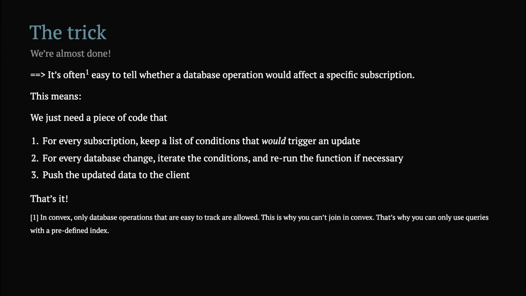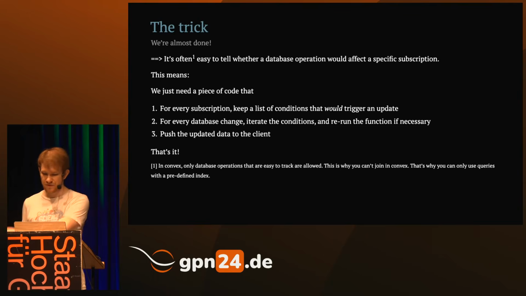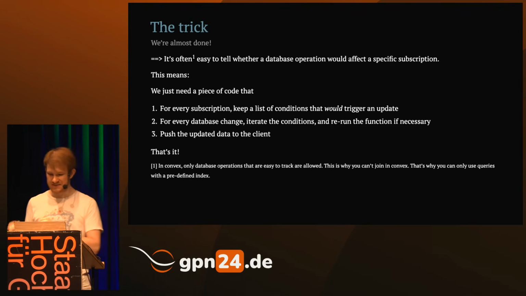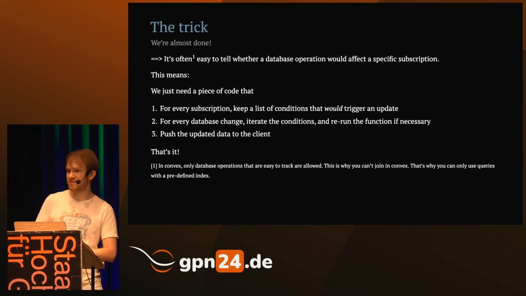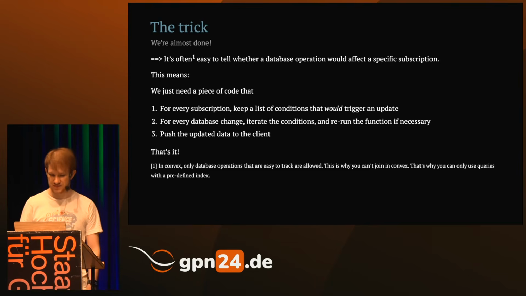And we then push the update to the client. That's it. And when I say it is often easy to tell whether a database operation would affect a specific subscription, Convex is engineered in a way that specifically only allows you to do things that it can keep track of in both directions. For example, this is why you cannot join from two different tables in Convex. I can go into why this isn't possible, but it isn't. This is why you have to use a predefined index, because otherwise it's very difficult for Convex to keep track of what's happening. And this is why they don't allow big updates, because that could be very expensive to check.